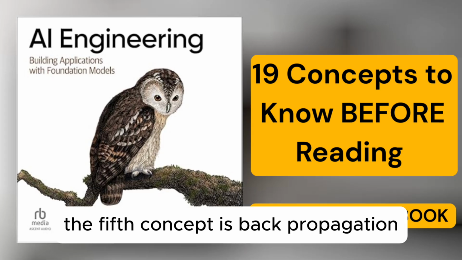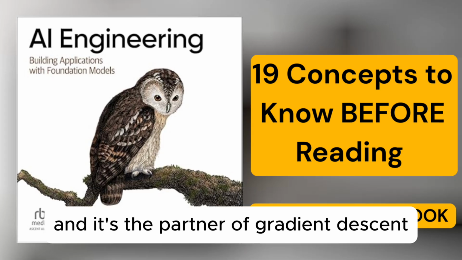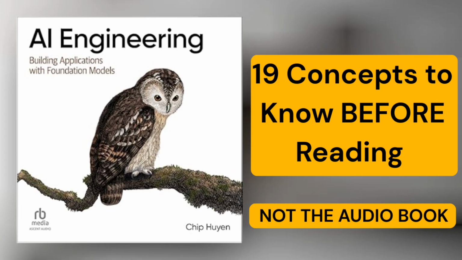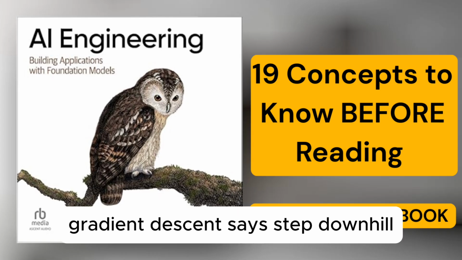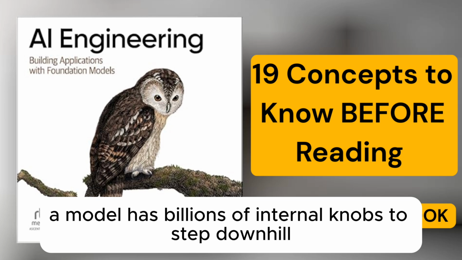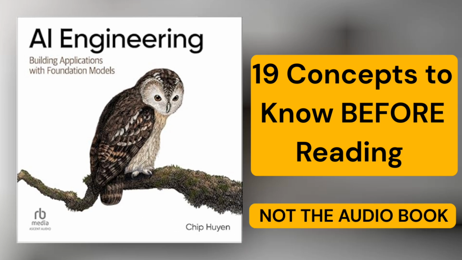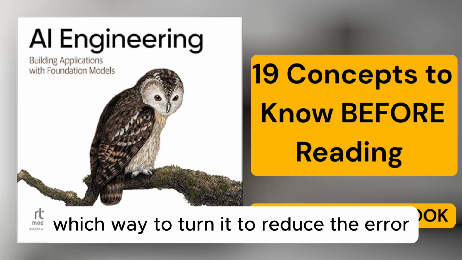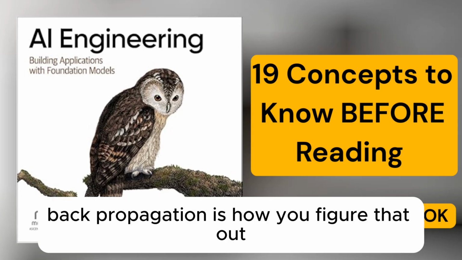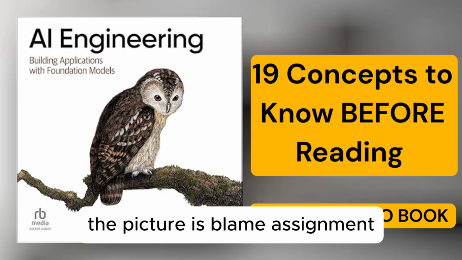The fifth concept is backpropagation, and it's the partner of gradient descent. So it follows naturally. Gradient descent says, step downhill. But a model has billions of internal knobs. To step downhill, you need to know for every single knob which way to turn it to reduce the error. Backpropagation is how you figure that out. The picture is blame assignment.